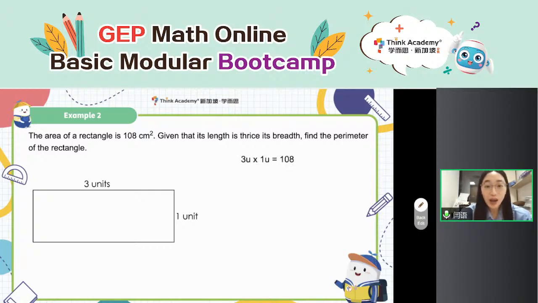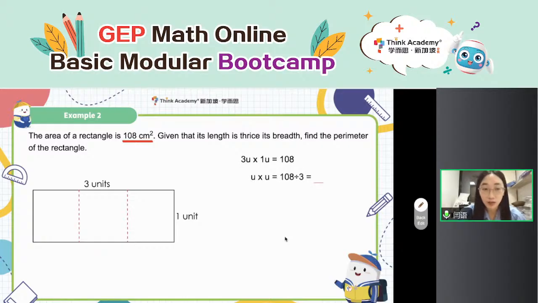Then following this, what should we do? Here, look. How do we get 108 centimeters square? That is the length times breadth, right? So actually it is 3 units times 1 unit. 3 units times 1 unit, that is 108. So what can we get? Look here. To help you better understand, here I try to split it into different parts because the area is for the space taken out.